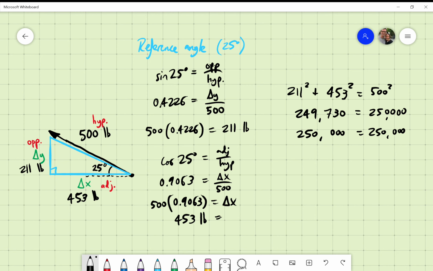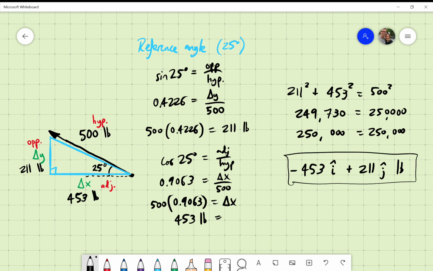And if we're going to write this in IJK notation, we're going to say it like this. We're going to say negative 453i plus 211j, and then the unit, which is pounds. So there is a final representation of that. I hope you have a question right there as I did that. Hoping that you're wondering about that negative in front of the 453.